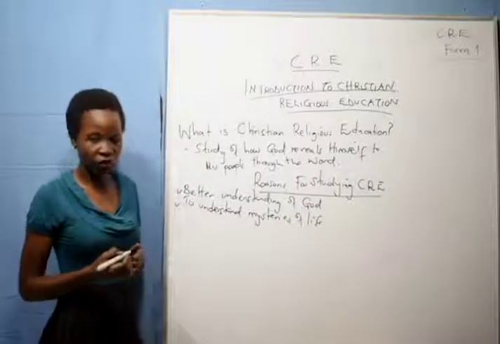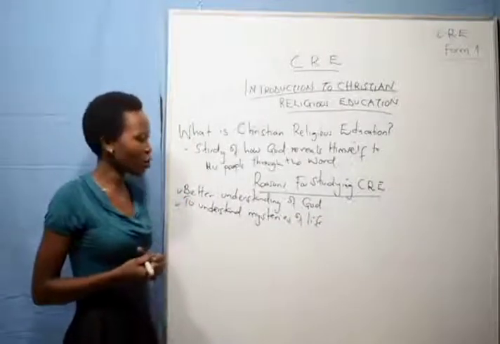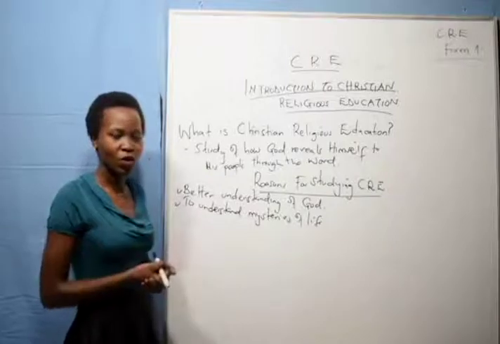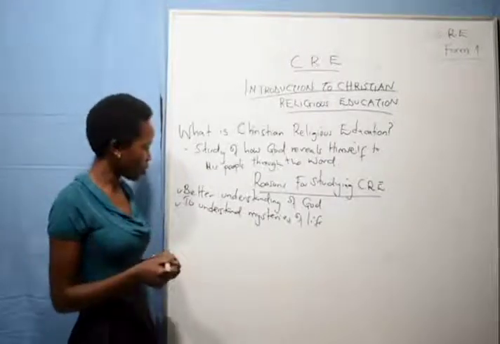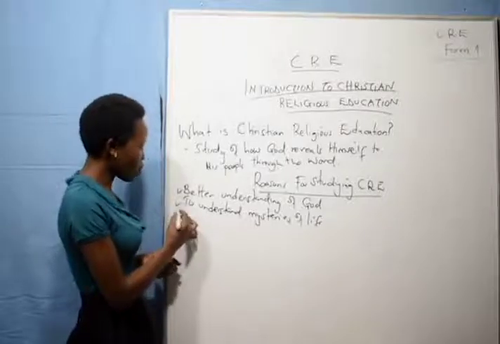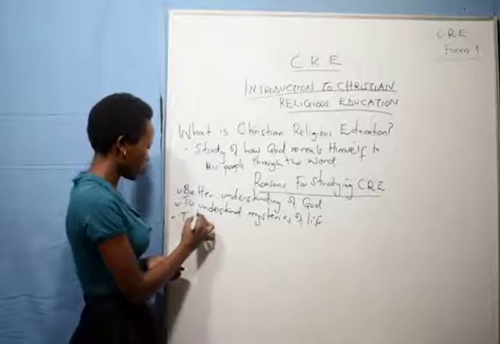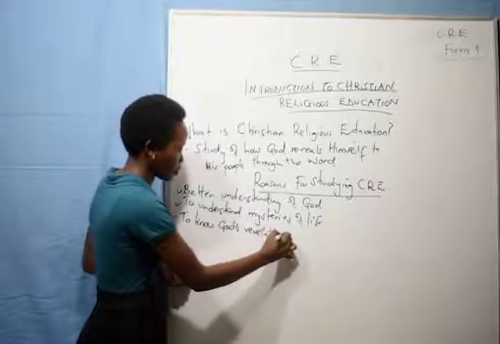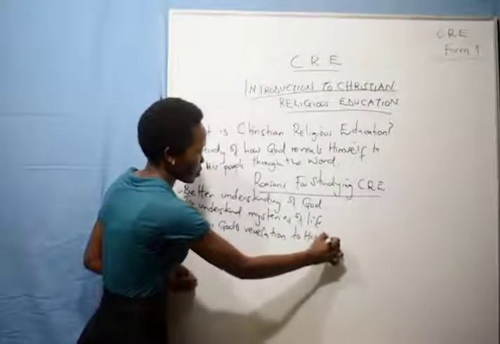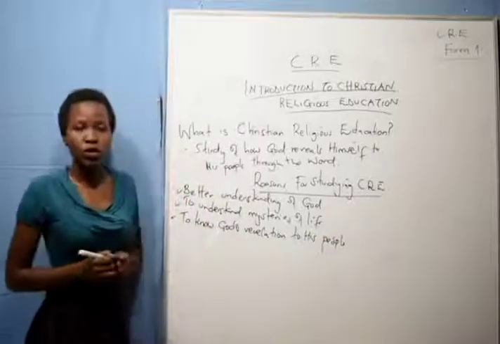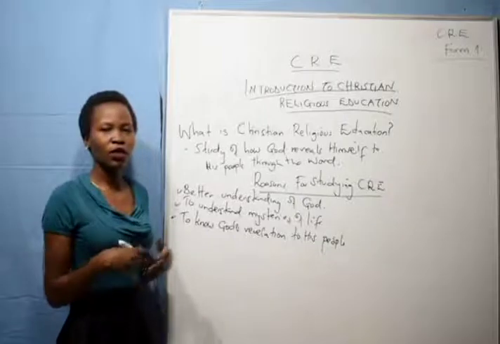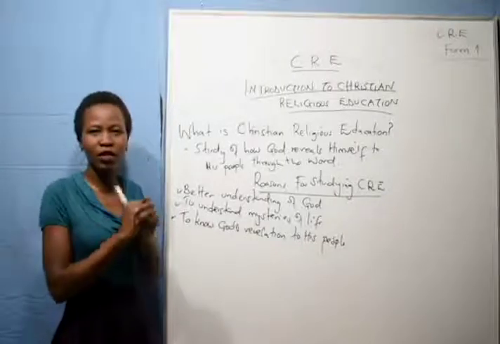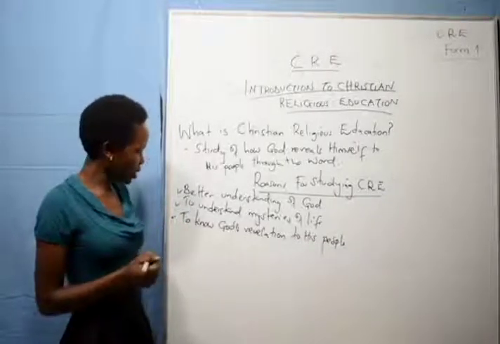We'll get to understand the mysteries of life, for example, the origin of death, the origin of life, and all others. Where does death come from in the Bible? What does God say in his word about life? Another thing, to get to know how God reveals himself to his people, so that you are able to appreciate if you encounter God, if God has done something to you. CRE will help you to know if what you have encountered in your life was by your own power or it was God's intervention.